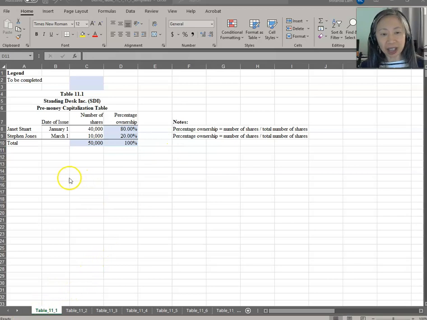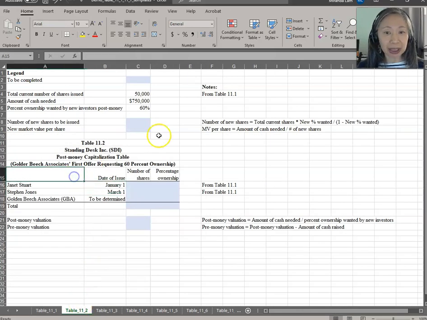All right. Now, this company, when Janet and Steven just founded the company, they don't really know how much the company is worth. They put in their own money, they put in their own effort, but there's no market value. That happens when they seek outside financing. So let's move on to table two.